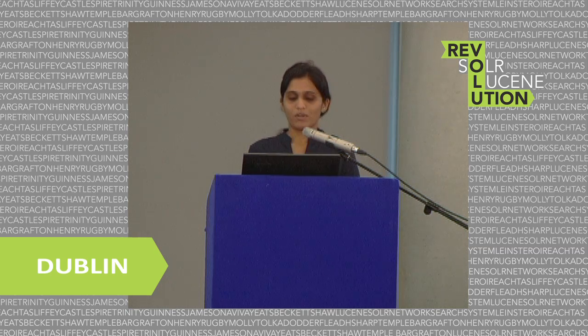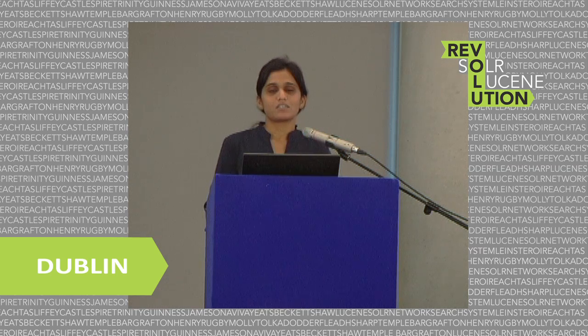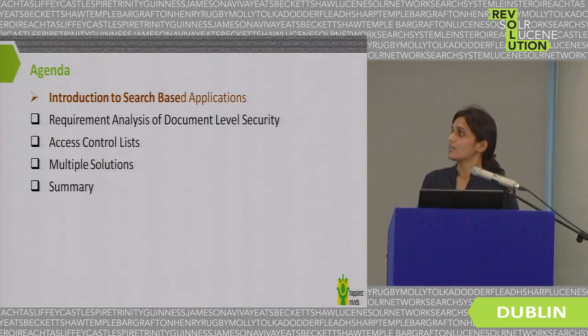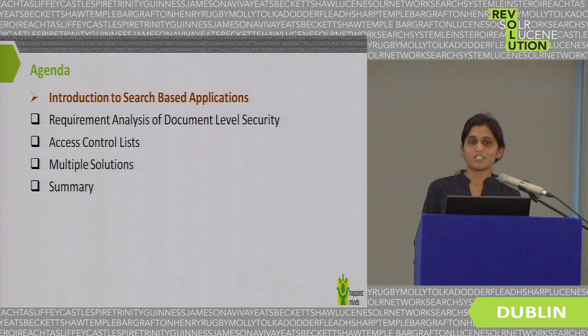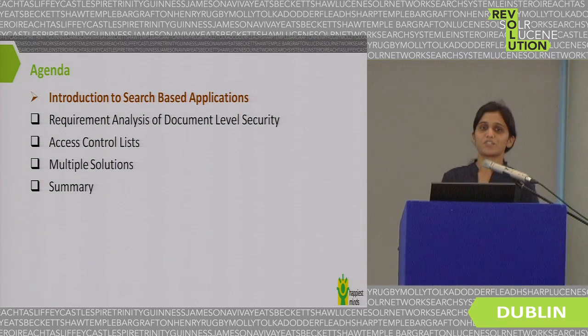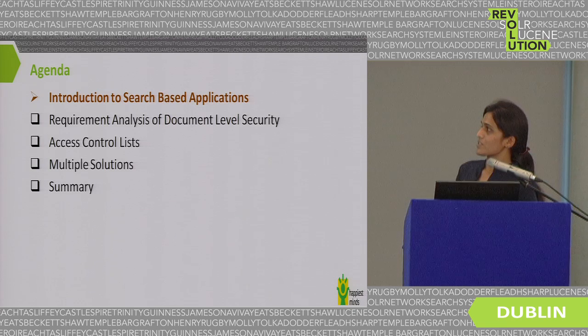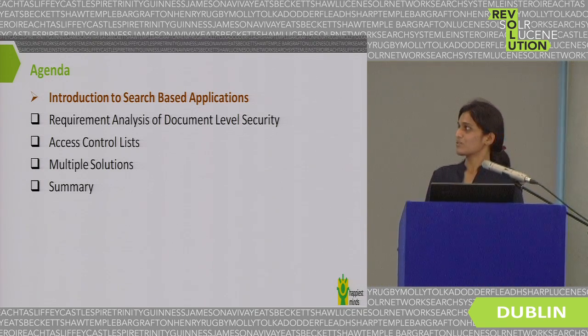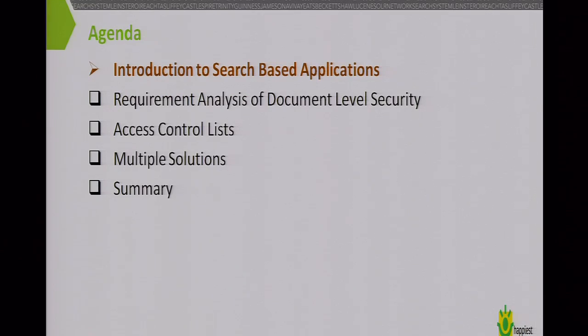So today I'm going to talk about document level security in search-based applications. The agenda for the presentation is the following. First, I'll be introducing you to search-based applications, and then we'll try to understand what document level security is and why it is required. Following that, we'll be discussing access control lists that enable security features, and we'll discuss multiple solutions pertaining to the topic. And finally, I'll conclude with a summary of lessons learned.